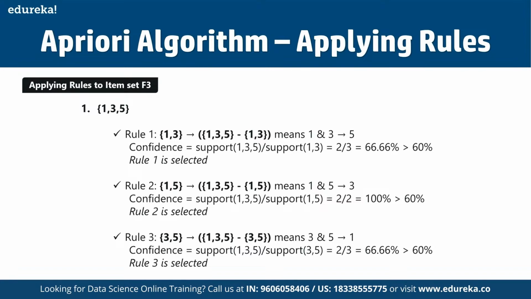In the same way, in rule 3, we have 35 implies 135 minus 35. That means if someone is purchasing 3 and 5, then they have a high possibility of going for 1 as well. Here the confidence is support 135 divided by support 35, which we get as 66.66%. And here rule 3 is going to be selected, as you can see.